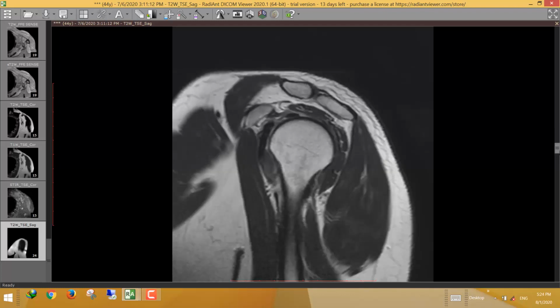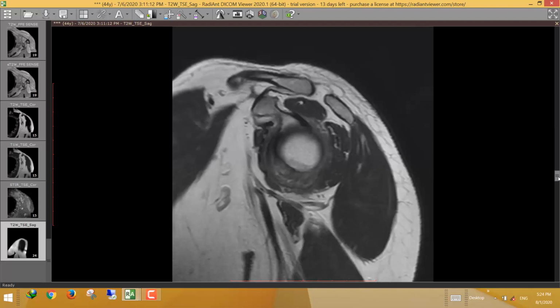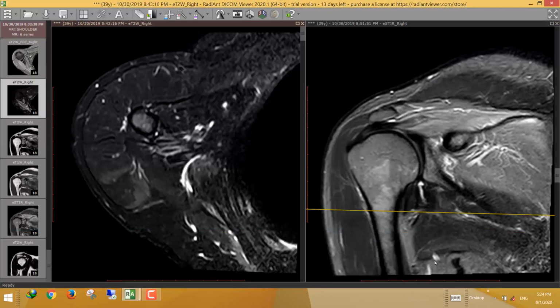And this is the coracoid, and this is the subcoracoid fat plane that is also obliterated by the thickened capsule. And if we see here, this is an advanced case of adhesive capsulitis, in which most of the capsule is thickened and most evident at the inferior glenohumeral ligament or inferior aspect of the joint capsule. So this is adhesive capsulitis or frozen shoulder.